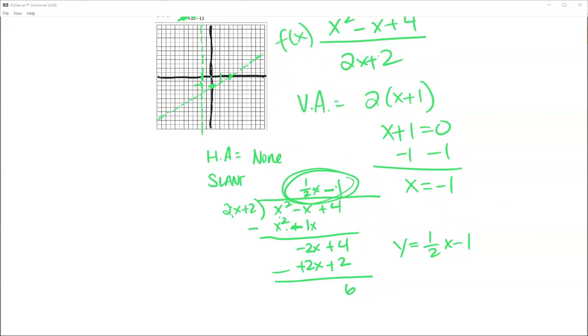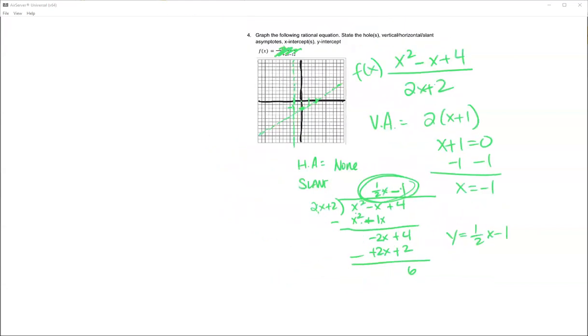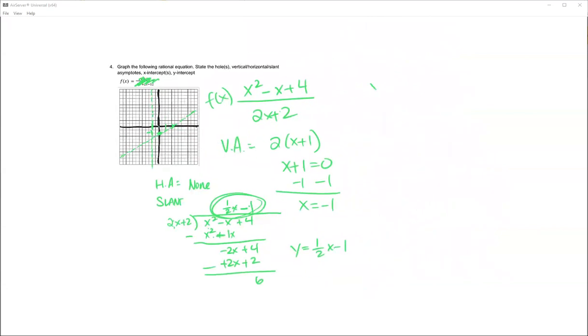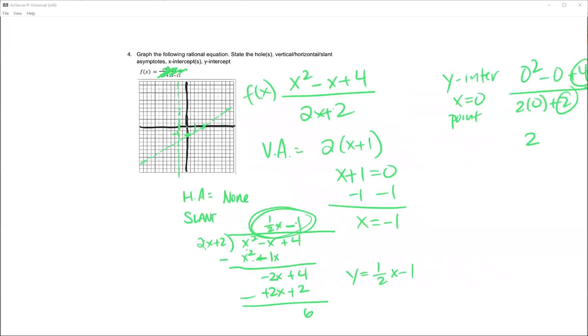All right, so let's look for, and remember you're doing this on the simplified. Oh no, there's no simplified one. So let's go with the y-intercept. Again, it's when x is equal to 0. Again, it's a point. So this will be what? 0 squared minus 0 plus 4 over 2 times 0 plus 2. So it'll just be 4 over 2, which is 2. So 0, 2 will be our point, I'm going to put this in blue.